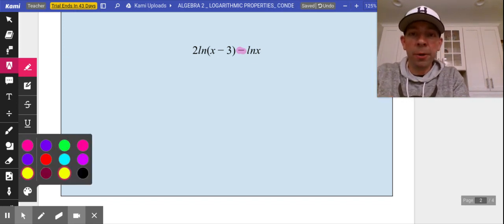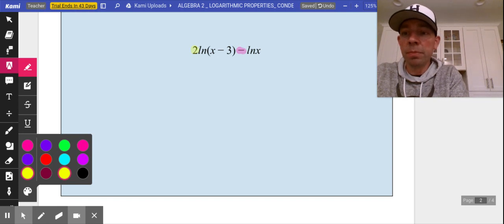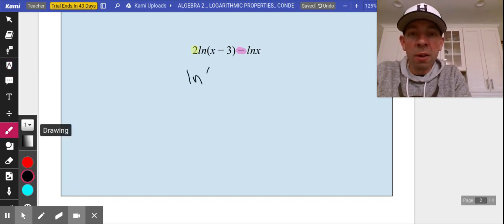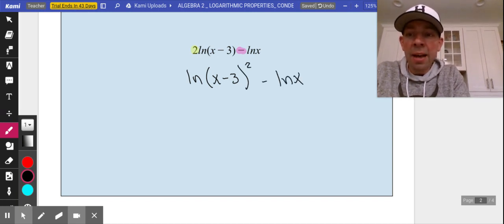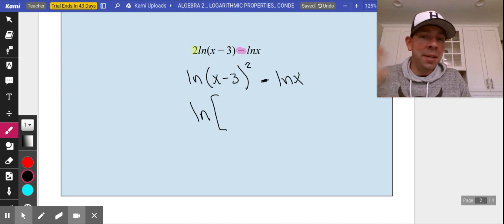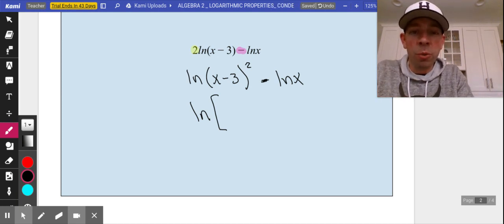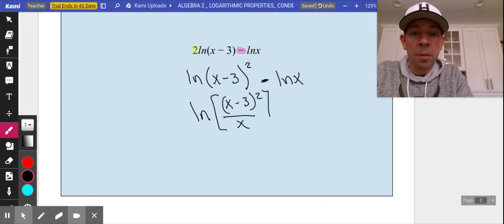So my first priority is always these coefficients. So I'm going to go the natural log of the quantity x minus 3 to the 2nd minus the natural log of x. Now I can take advantage of that minus sign and do my quotient rule. The square bracket or a bigger parenthesis, totally optional. Go with your preference there. You've got x minus 3 squared divided by the x, boom, boom, boom.